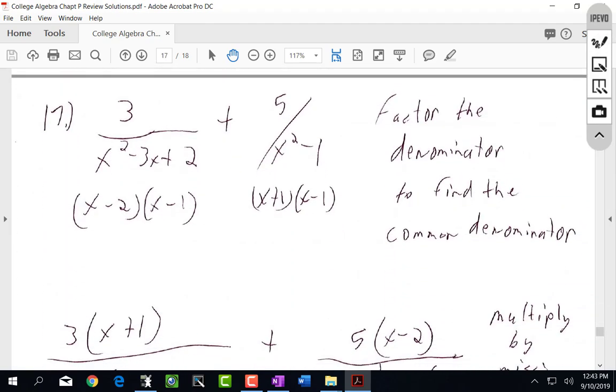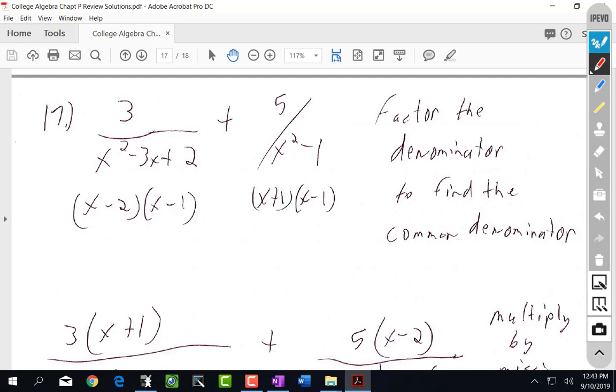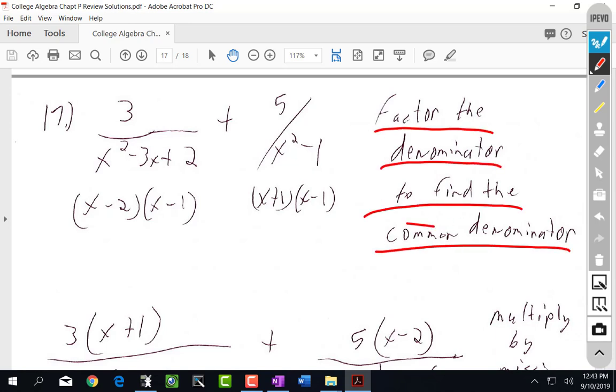On number 17, it says we have 3 all over x squared minus 3x plus 2 plus 5 all over x squared minus 1. The directions say add or subtract as indicated. So we've got to find our common denominator. To do that, we're going to factor the denominators. So notice I'm going to factor this right here.